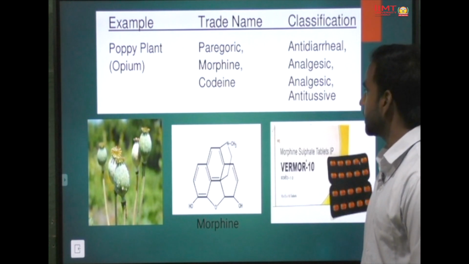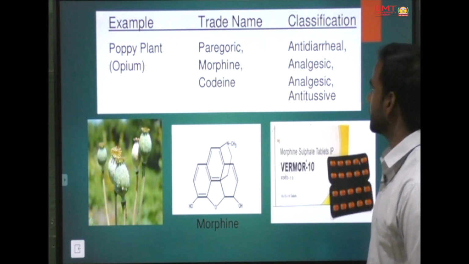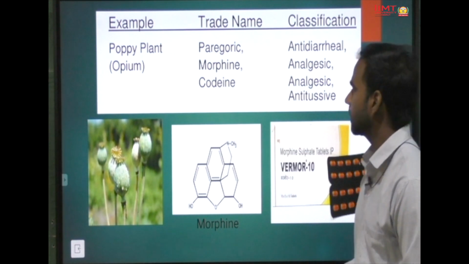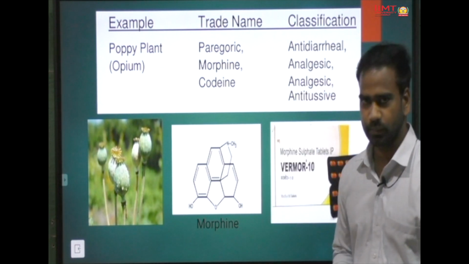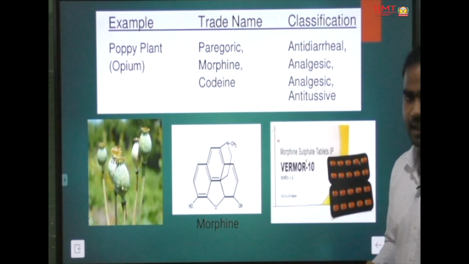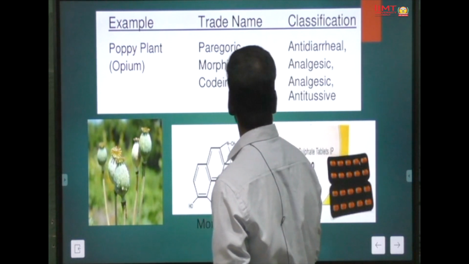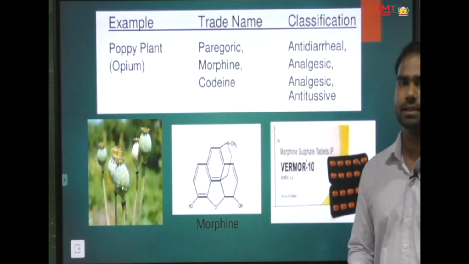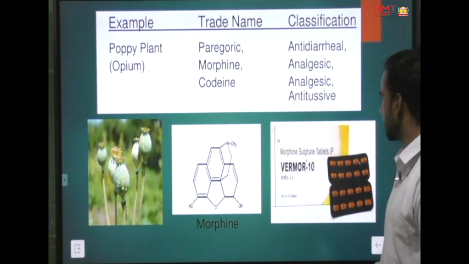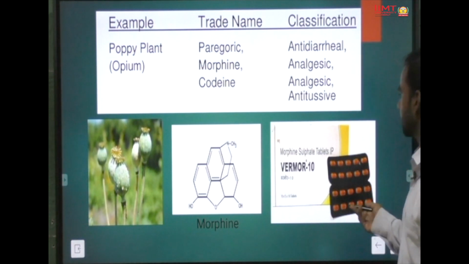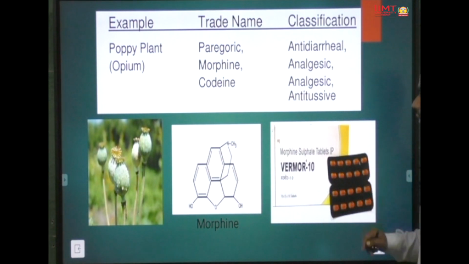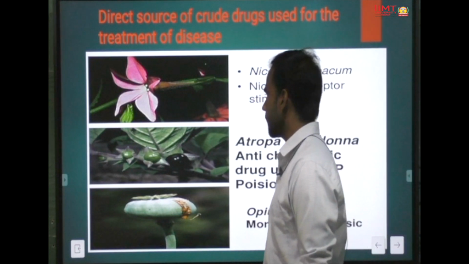Here there are some major phytochemical constituents: paregoric, morphine and codeine. These are three of the major phytochemical constituents present in Papaver somniferum, the poppy plant, and they have been abundantly used for mitigating diarrheal malfunction, as analgesic and antitussive agents. If we talk about brand names, Vermor 10 is one of the most common examples of a brand derived from morphine and other phytochemical constituents of Papaver somniferum. There are also some other examples.